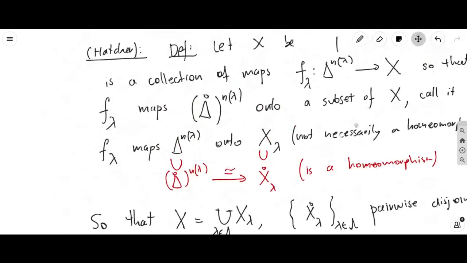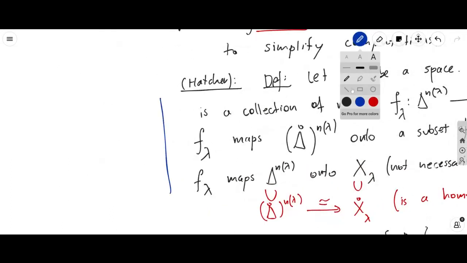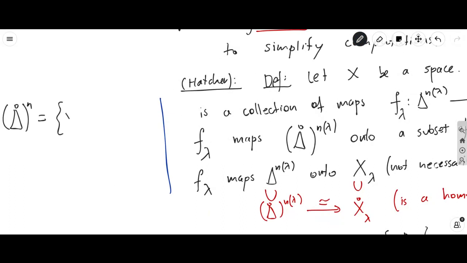The one thing I did not actually mention is how the interior is defined. That's actually defined in a very simple way: the interior of the n simplex would be points in delta n such that every coordinate is strictly positive. That ensures that you're staying away from any one of the boundaries, because the faces are obtained when you set coordinates equal to 0. That's what you call the interior of your simplex.